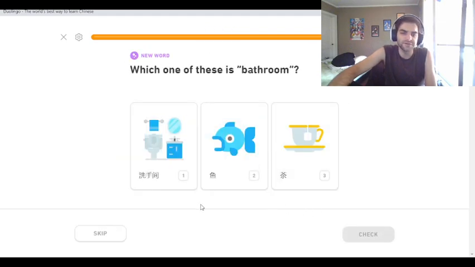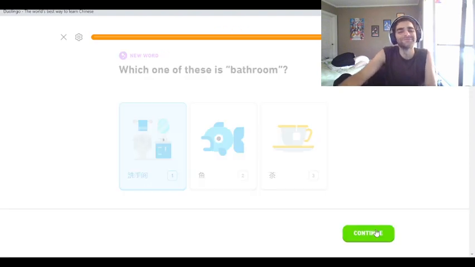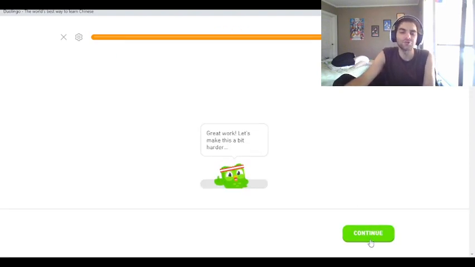Which of these is bathroom? Okay, so we got xi, shou, jian. 洗手间, xi shou jian. It's clearly not yu or cha unless you're very, very rude. 洗手间.